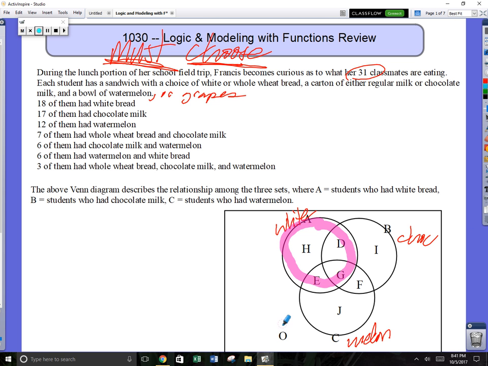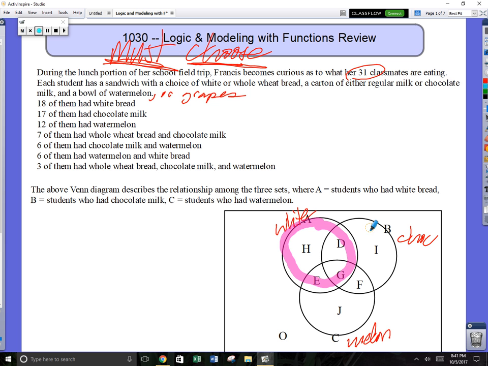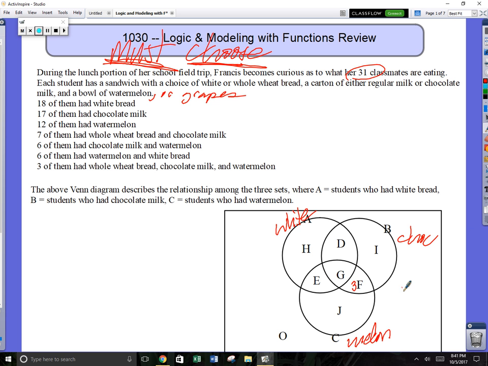Alright, so 3 of them had whole wheat, so that means they cannot live anywhere in the white bread. They have to live in the chocolate milk and melon, and where chocolate milk and melon overlap, they overlap right here in F. So chocolate milk, melon, I have to put 3 kids in there. So 3 kids live in region F.